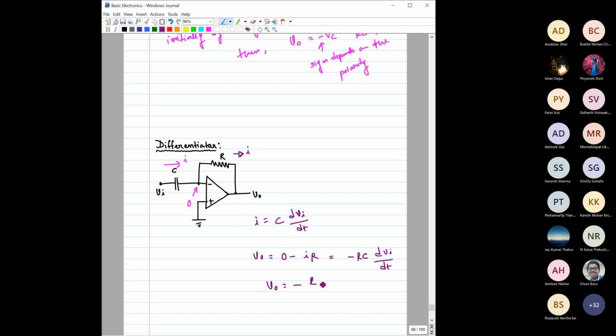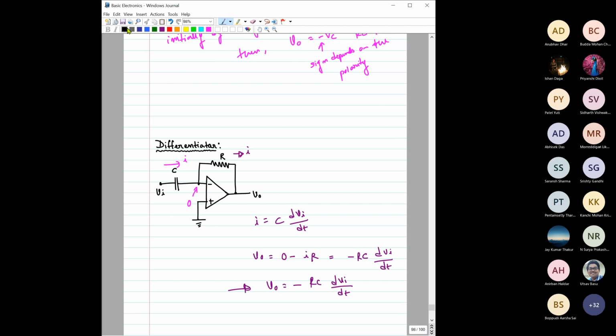So finally, if you look at this equation, the expression of output voltage for this circuit, you can clearly see that V output is equal to minus RC dVi/dt, right? So basically you are getting the first order derivative of your input voltage. This circuit is called a differentiator, and it is quite clear from this expression why it is called a differentiator. I hope this part is clear to you. Any doubt?